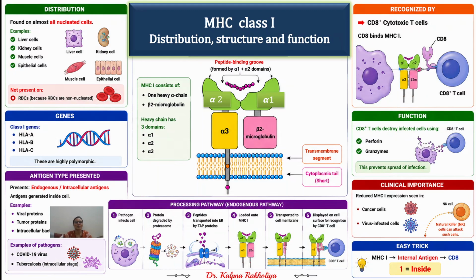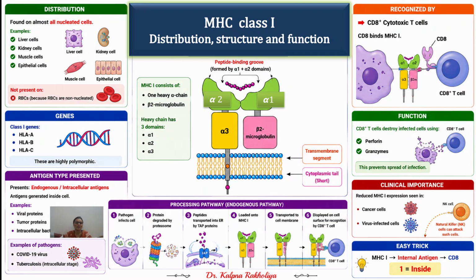MHC class 1 is found in almost all nucleated cells, like liver cells, kidney cells, muscle cells and epithelial cells, but is not found in RBC, because mature RBC does not contain a nucleus. These are the different genes which encode MHC class 1. This MHC class 1 represents the peptide of the intracellular antigen or endogenous antigen.